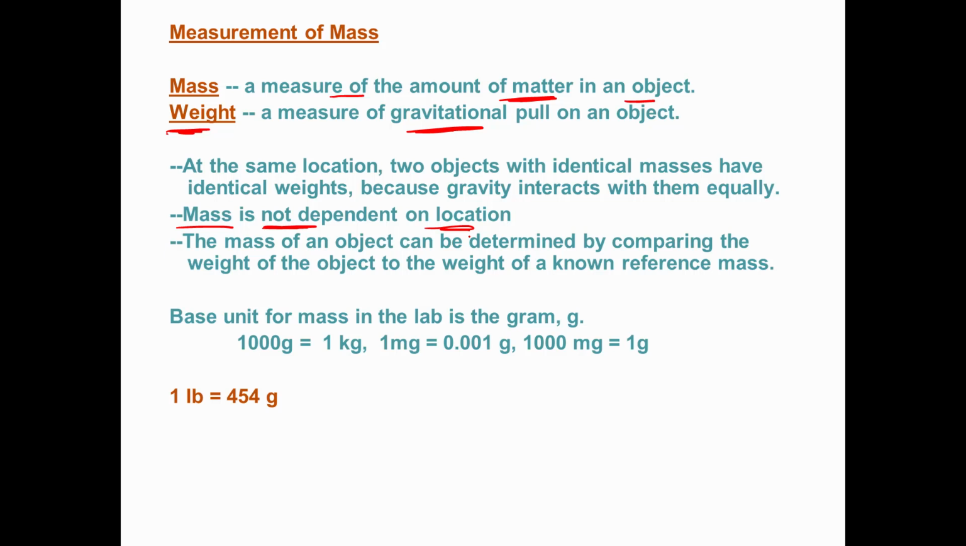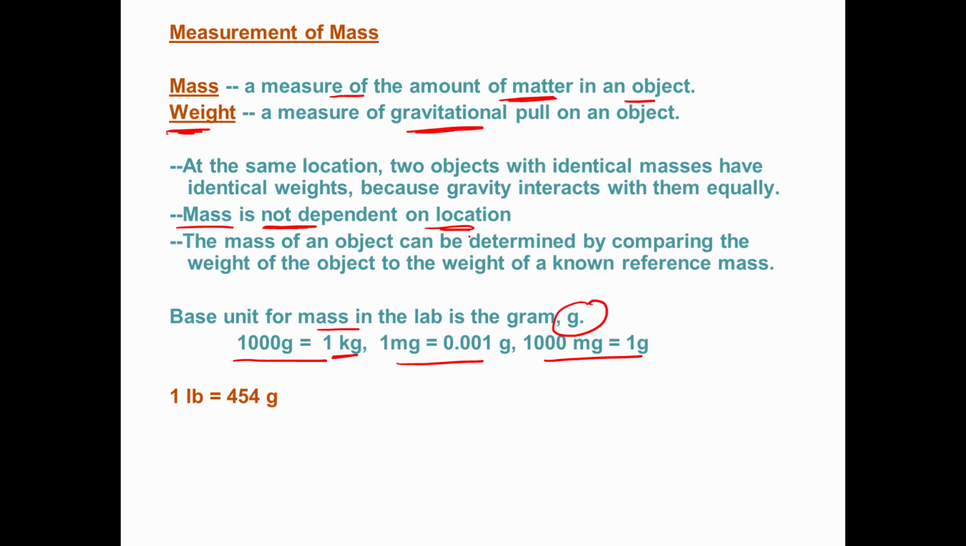So what we do is we determine the mass by comparing the mass of the object to the mass of a reference mass. That means if I determine the mass that way, the mass of the object will be the same on Mars, Earth, the moon, or wherever. The base unit for mass in the lab is the gram, and we can modify that using prefixes. You need to know these equivalences here.